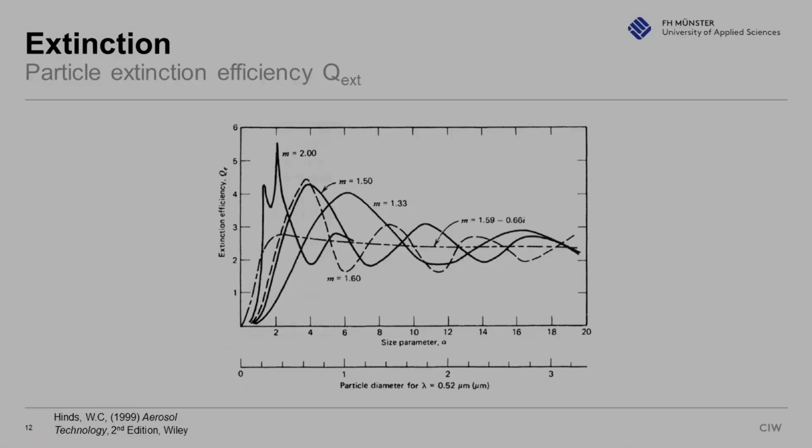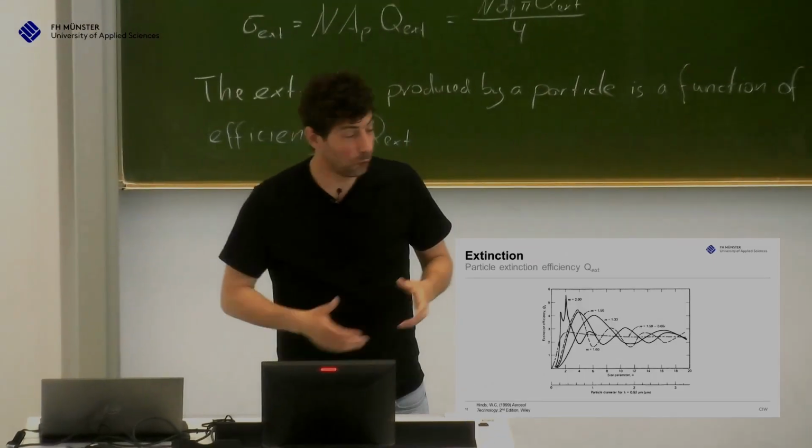So you have a diagram, and the diagram shows the efficiency on the y-axis and the size parameter, so we need information about the size and the wavelength. And then we can take a look, okay, what is my refractive index? Because it changes with refractive index. And if we have, for example, air and water droplets, do you know the refractive index of water? Yeah, 1.33. So the refractive index of water is 1.33.